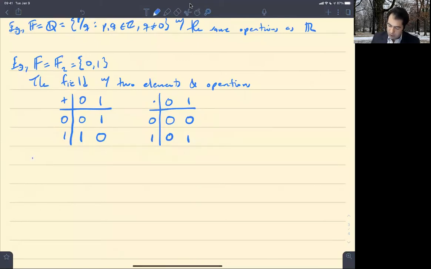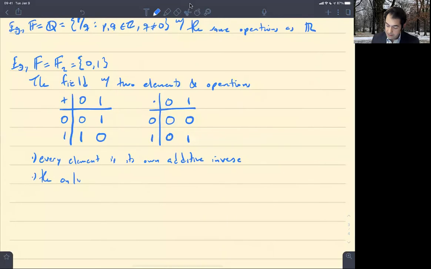Right, so let me point out that every element is its own additive inverse, and also that the only non-zero element, 1, is its own multiplicative inverse.